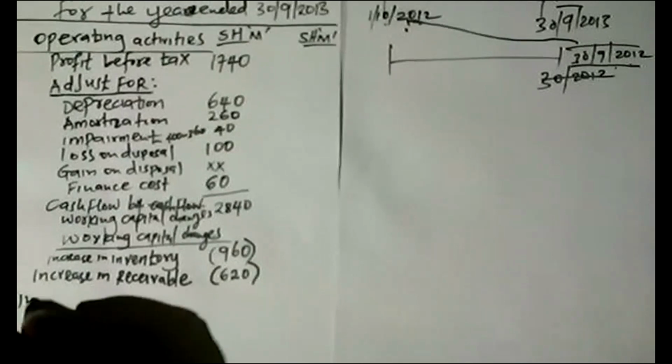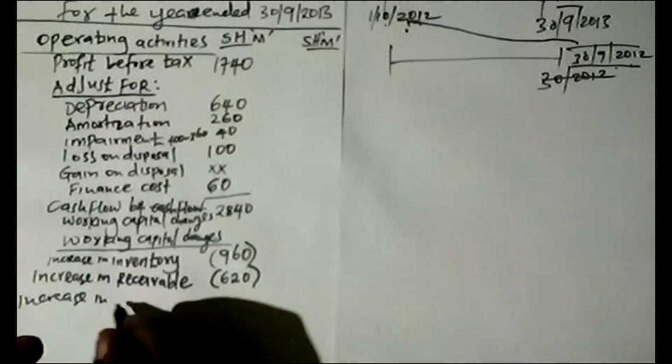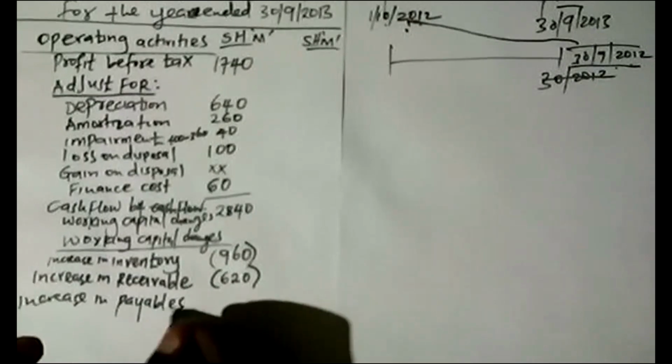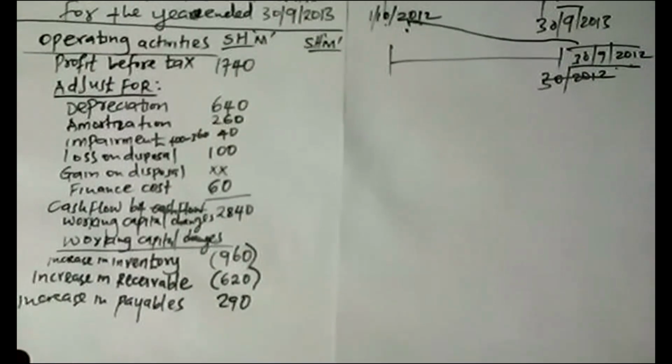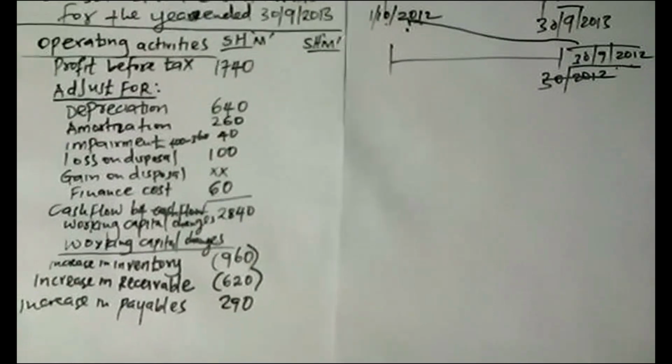So I'll write here: increase in payables, 290. Is there a cash inflow or outflow? When your creditors increase, it means you owe them money but you have not paid them. You have not given any cash out. So there is no cash outflow.